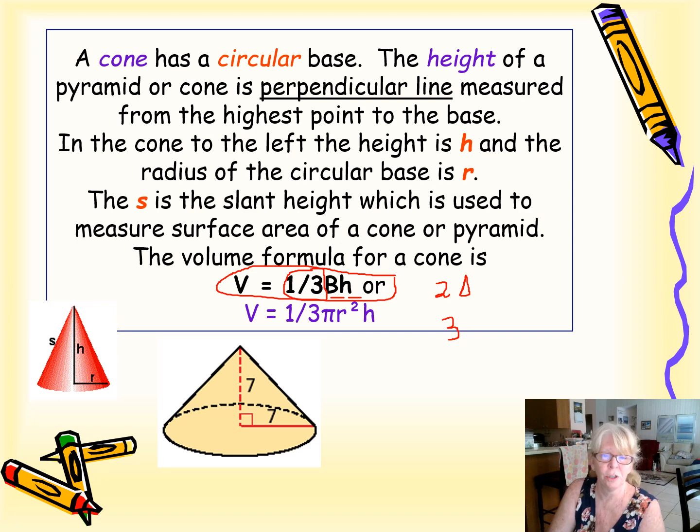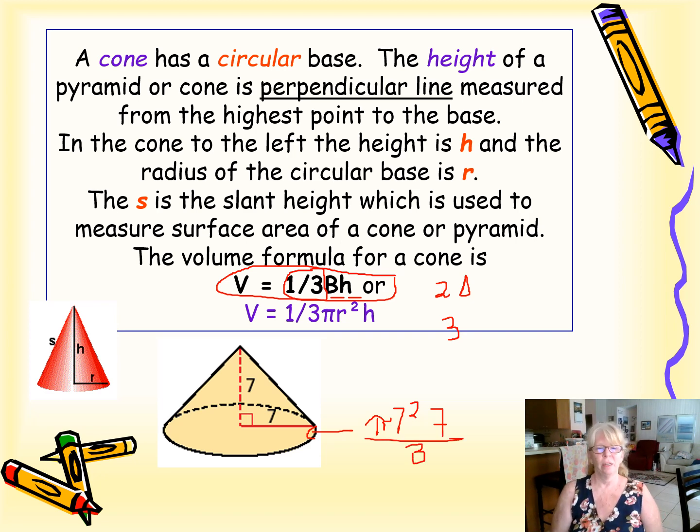So I want to show you what that means. You would have to find the area of the base. So pi times 7 squared times its height, but then you would have to divide by 3. For just a moment, trust me on that, and I'll show you how that works.